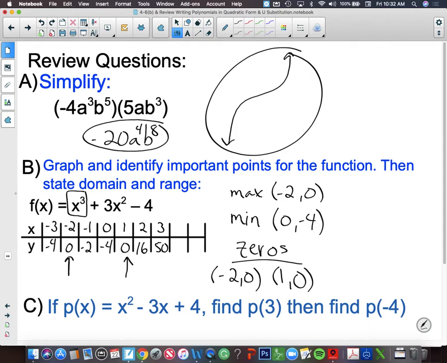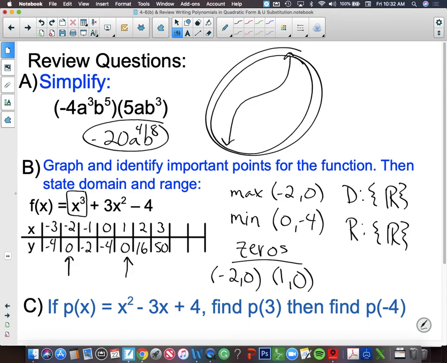But just know for domain and range that cubics, or odd functions, are always going to be all real numbers. So we state it like this: domain is all real numbers, and range is also going to be all real numbers. If you're trying to think of domain and range, this function is always going to open to the left and to the right, and it's always going to continue down and up forever. So that's how we know everything is all real numbers.